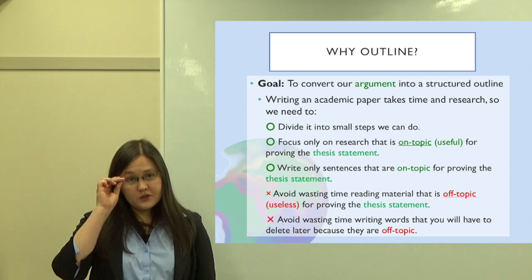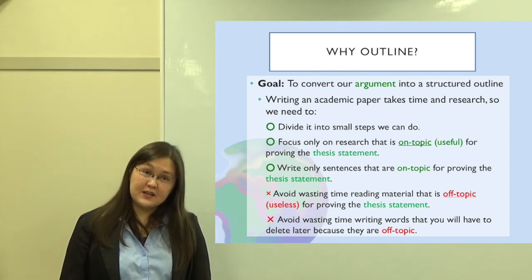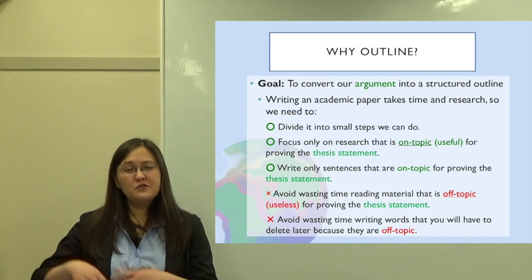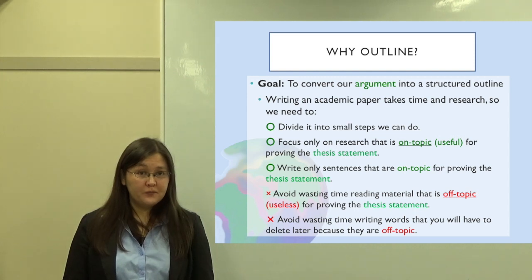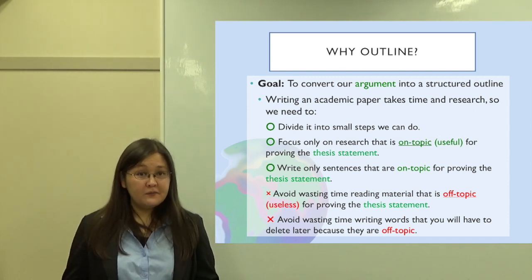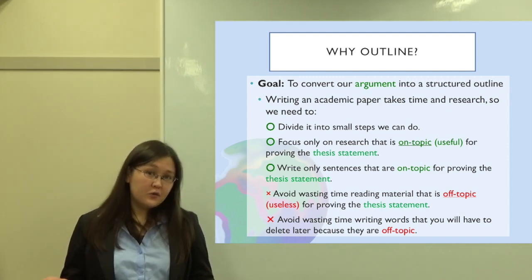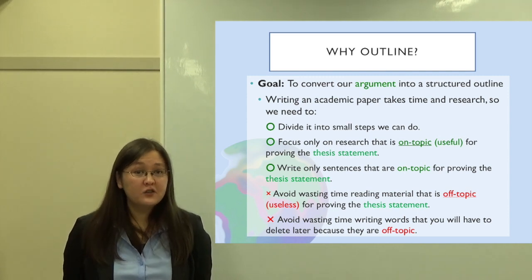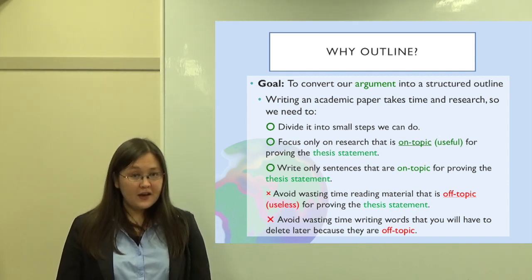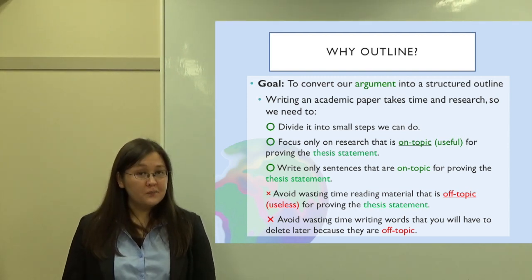First of all, our goal is to convert our argument into an outline because writing an academic paper takes lots of time. It takes lots of research, but we don't want to spend so much time and do so much research that we cannot write a good paper. We all have limited time, limited energy in this life. Maybe you have a deadline, end of the semester, or you're submitting for some kind of deadline that you have to protect. You don't have time to read everything. You don't have time to write lots of content that you're not going to use. So we need to divide writing the academic paper into small steps that we can actually do. We need to make it doable.